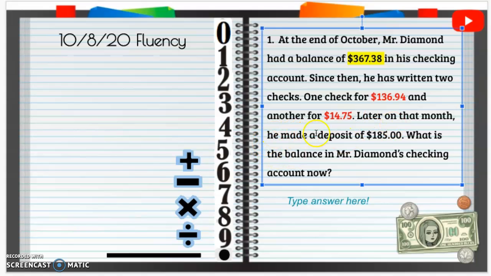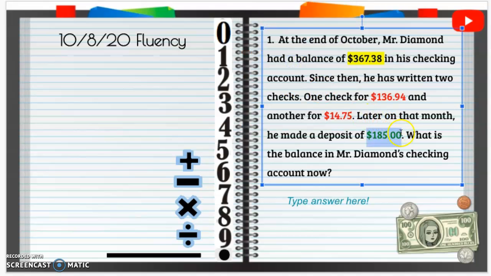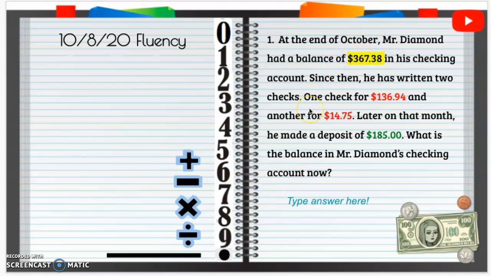Later on that month, he made a deposit. A deposit means you're putting money into a checking account. So that means he's putting $185 in his bank account. He must have worked. What is the balance in Mr. Diamond's checking account now? So we're going to take this $367.38, and that's what we are starting with.